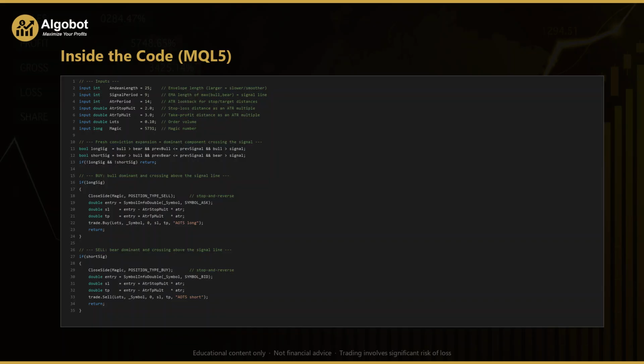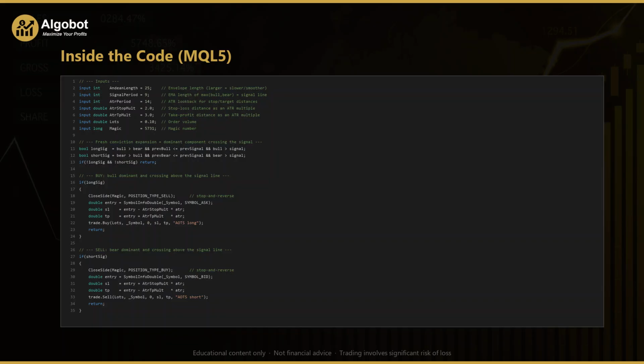The long condition, long sig, is true when the bull component is greater than the bear component. The bull was at or below the signal on the previous bar, and the bull is now above the signal. That's the crossover from below. The short condition, short sig, is the exact mirror using the bear component. If neither is true, the code simply returns and waits.